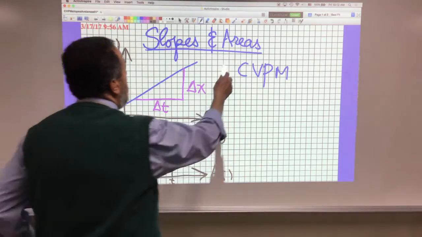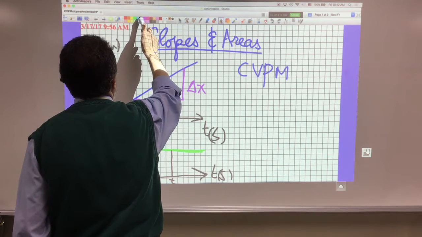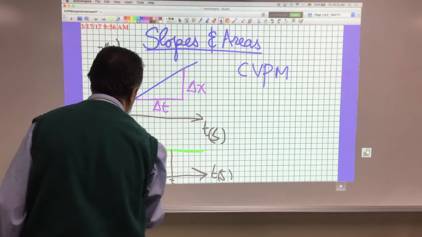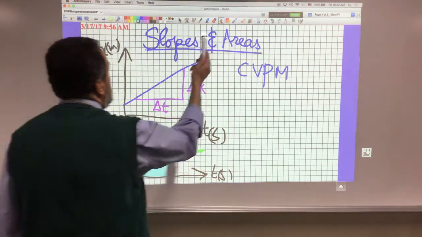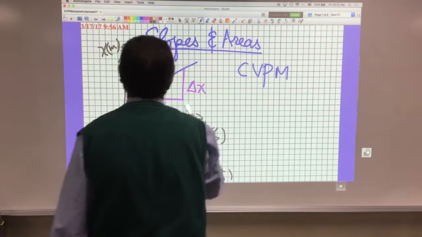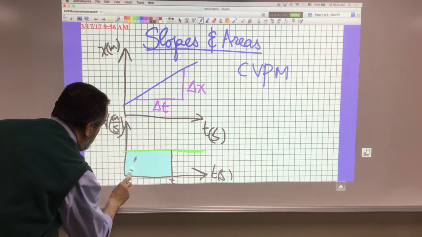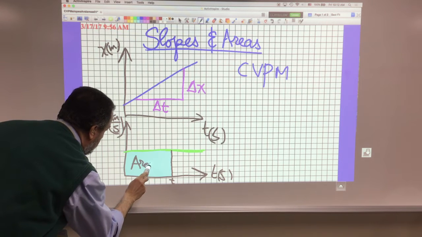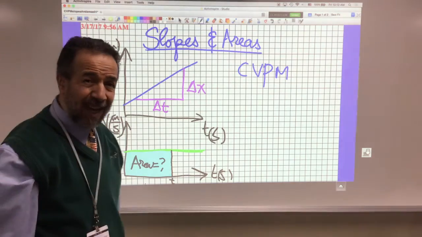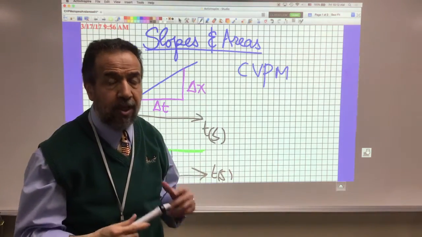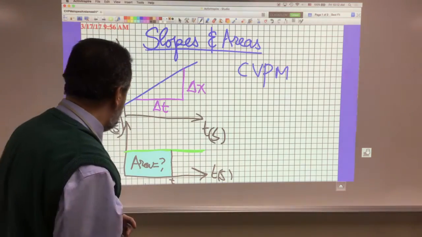Then I am going to wonder, what could the area in here represent? I'm just curious about that. That's what Newton did, and we're going to be as curious as Newton. So, area equals what? I am not going to do actual numbers here. We're just looking for some ideas as to what the area could conceivably represent.